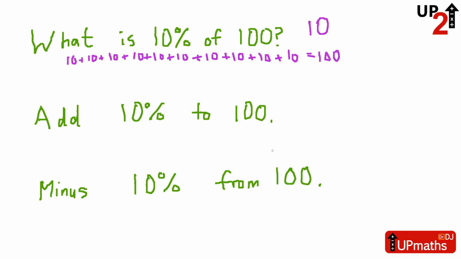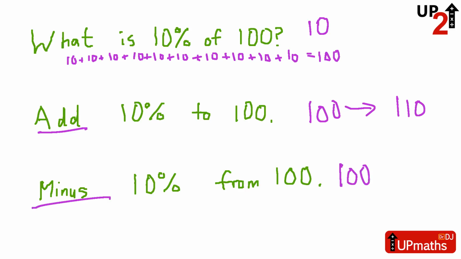Maybe that helped. Add 10% to 100. So we're starting with 100, and then when we add 10% to it, we end up at 110. And if we're going to minus it, we start with 100, but we end up at 90. So beware when you read the question, is it saying what is 10%, add 10%, or minus 10%?